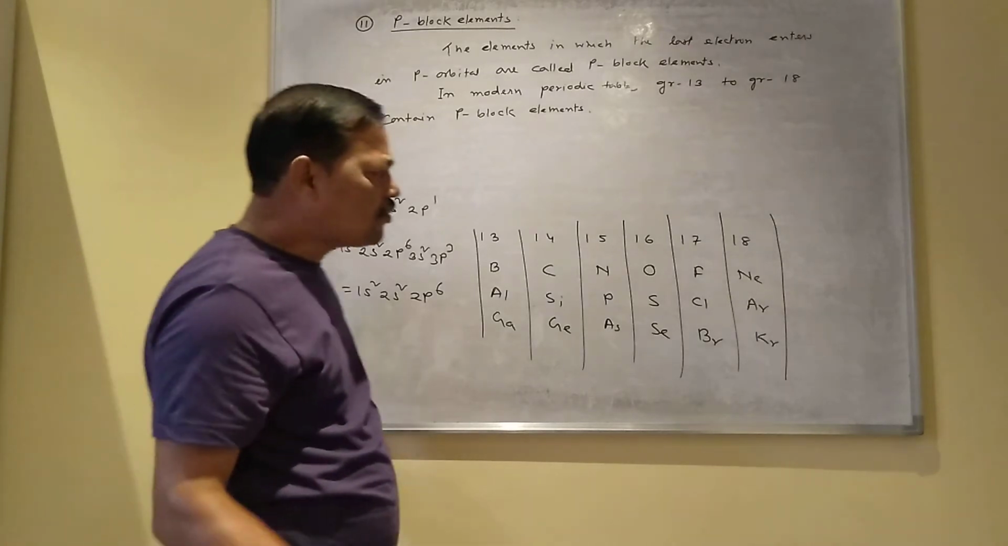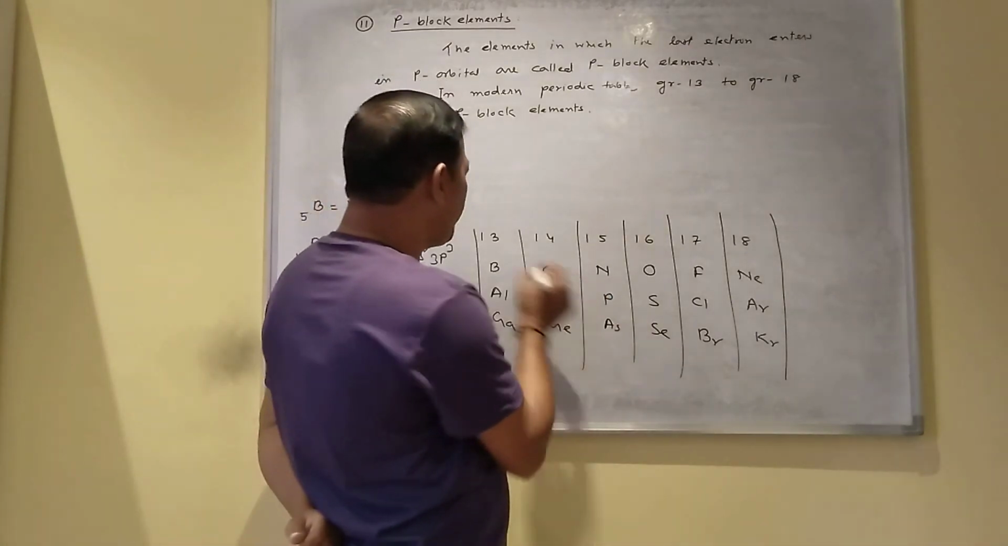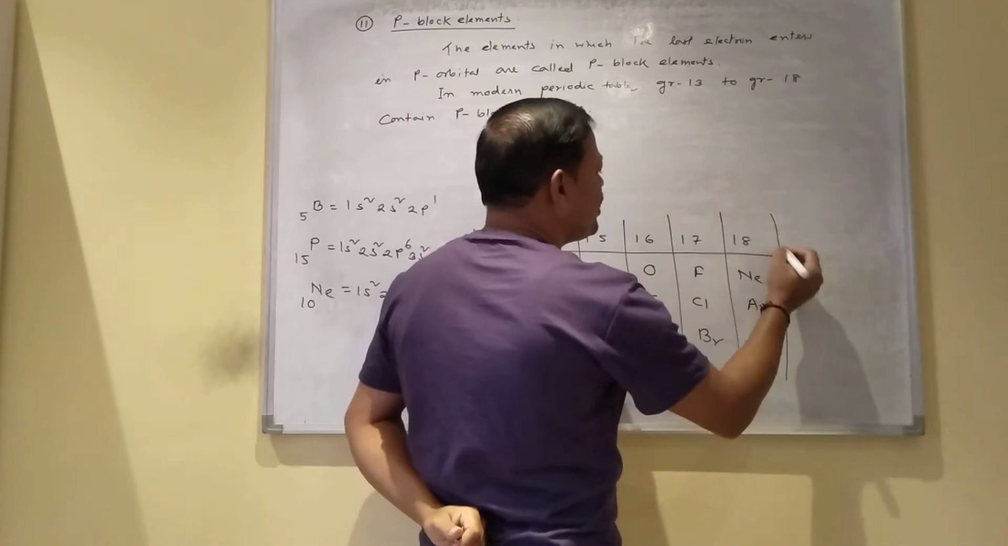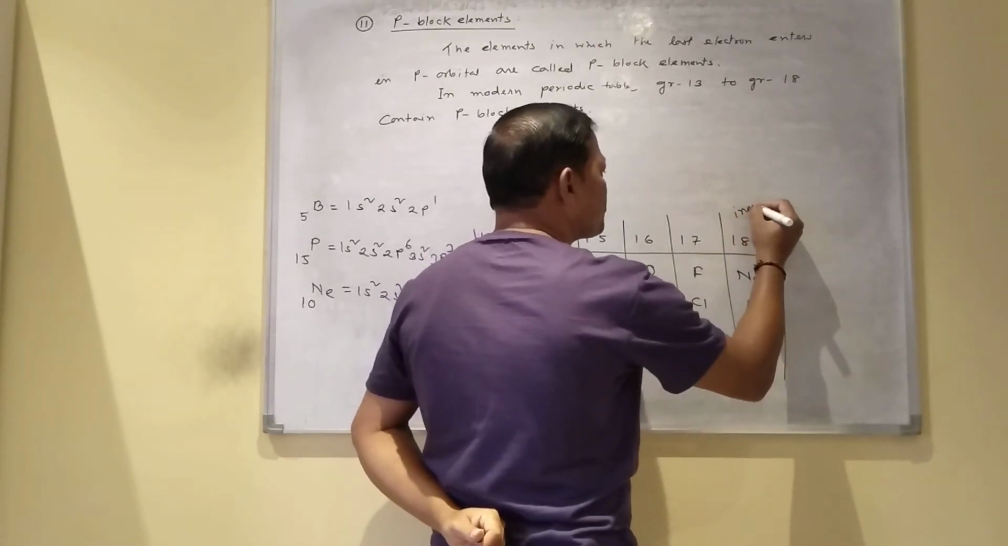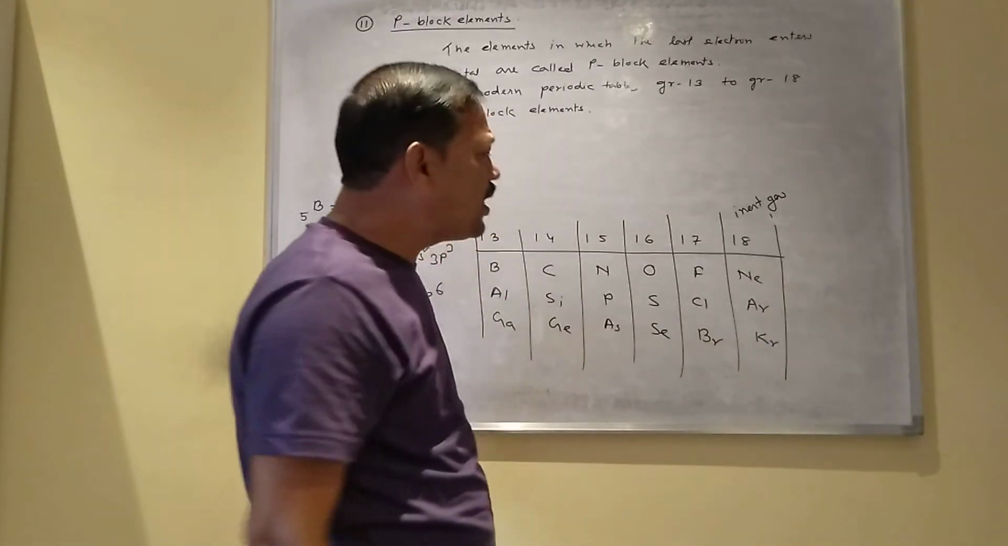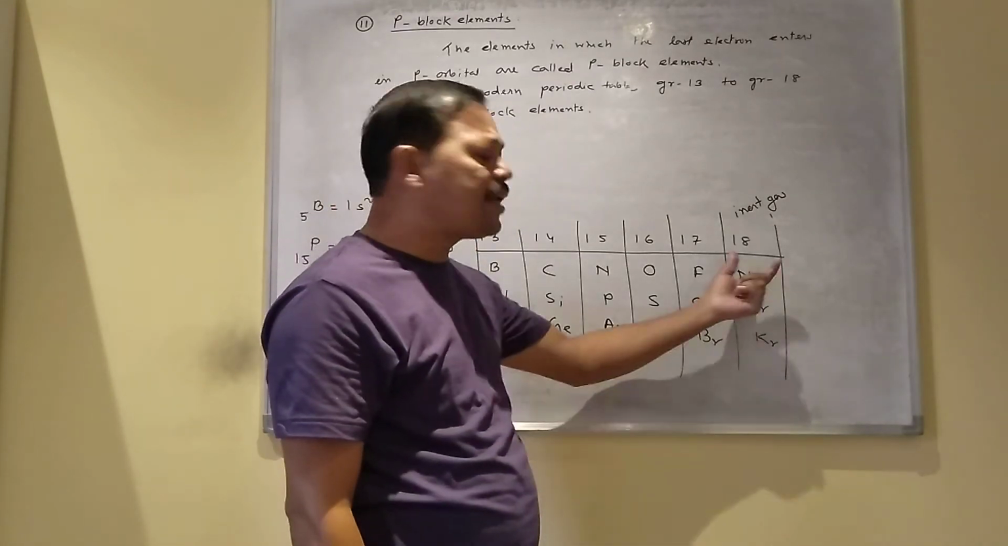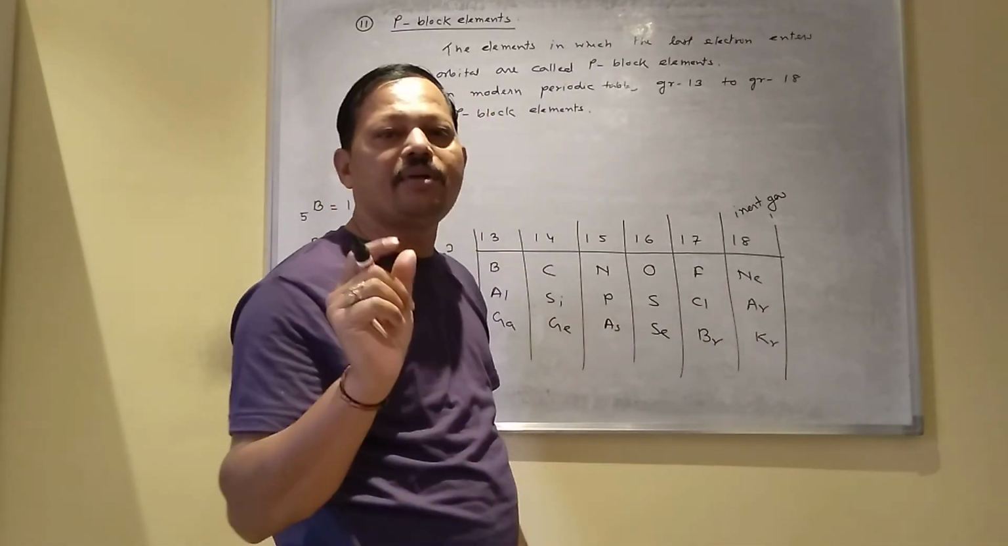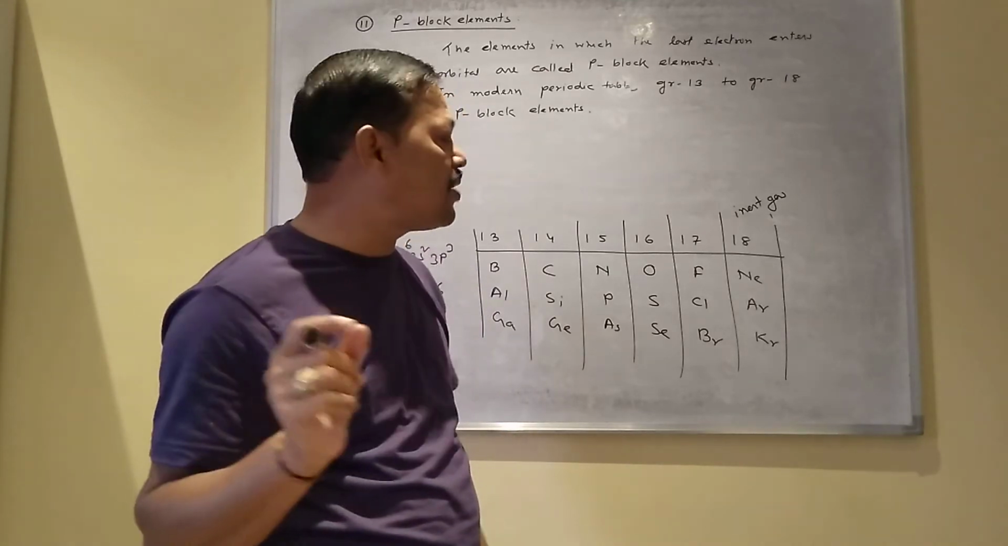Now, I think you know group 18 elements are also called inert gases. They are also called noble gases. Why are they called inert gases? Because they are chemically inert. I mean their reactivity is very low. Why is the reactivity very low?